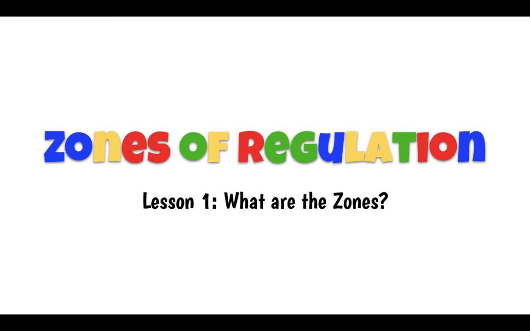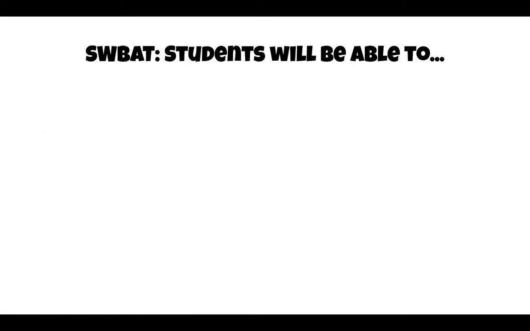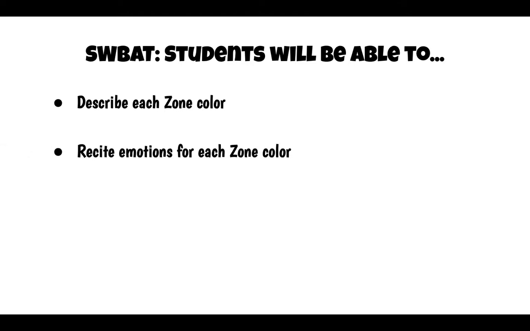Before we begin, we need to know what our jobs are as scholars for this lesson. So we have our SWABOT. Students will be able to describe each zone color, recite emotions for each zone color, as well as recognize facial expressions. So you'll be able to tell me what the different zone colors are, you'll be able to tell me different emotions for each zone color, and you'll be able to look at examples of facial expressions to help you determine which zone a person would be in.